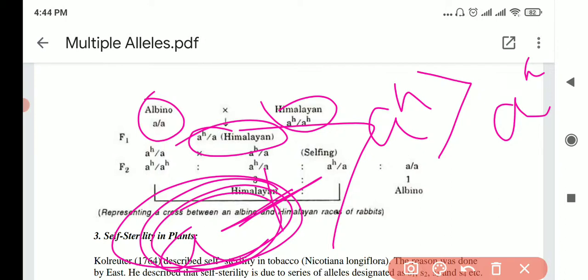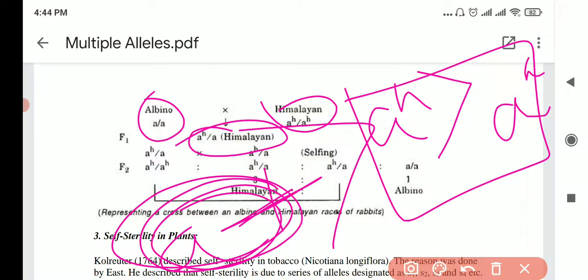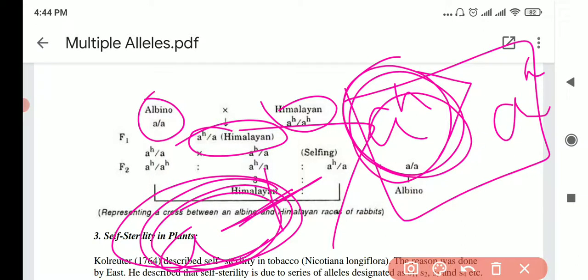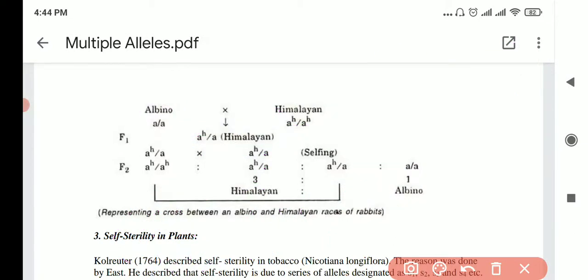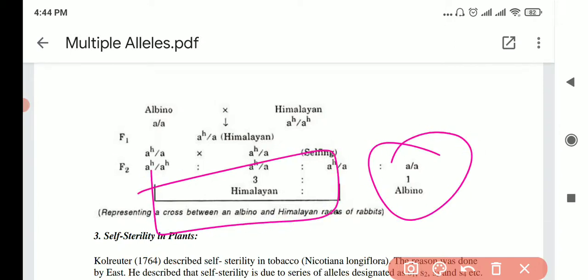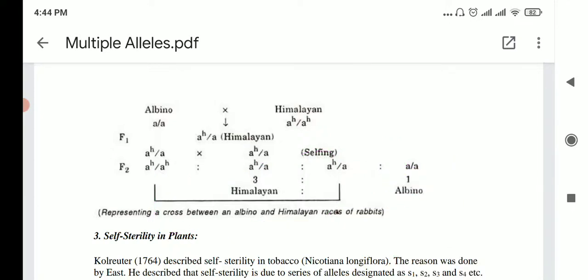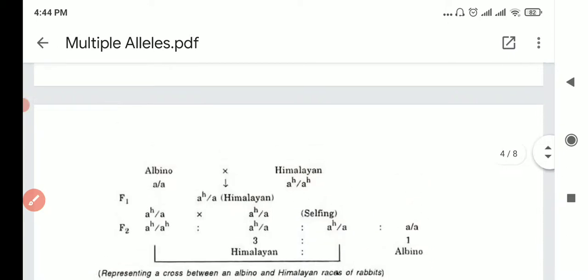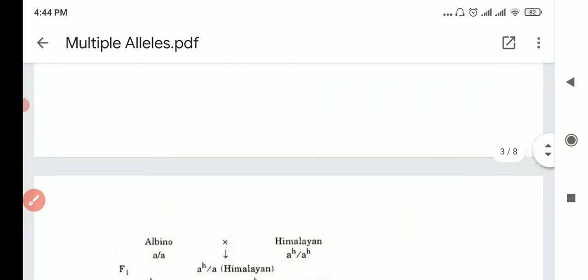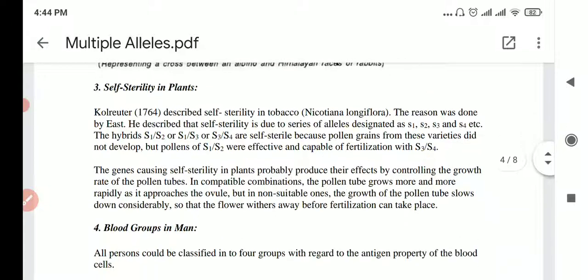But if you cross between these two, a hybrid will appear, which will appear Himalayan, because Himalayan is more dominant to the albino. Then again, if you self them, then you will get 3 Himalayan and 1 albino, because only the recessive genes, when they are homozygous, will show the albino. This is very easy. It's simply a dihybrid cross.